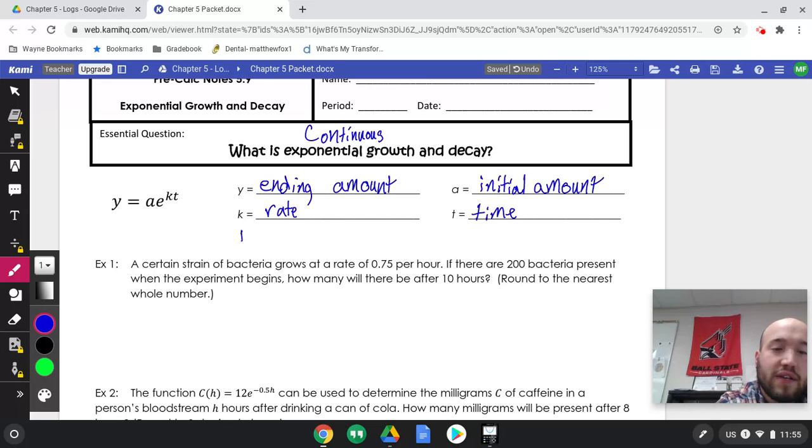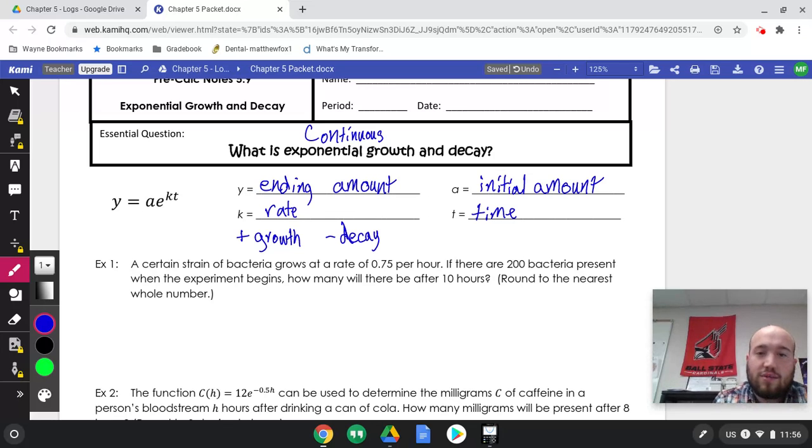Now, if k is positive, then that tells us we're going to be growing. And as you can guess, when it's negative, we are going to be decaying. If you have trouble remembering, just think decay, like at the dentist, your teeth are breaking down, less and less teeth. Decay means that it's getting smaller.